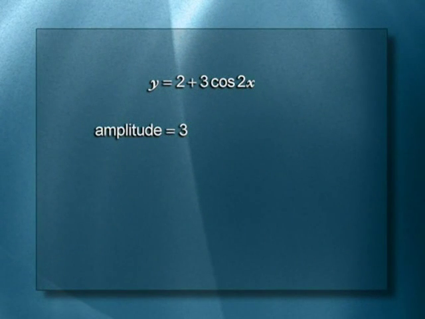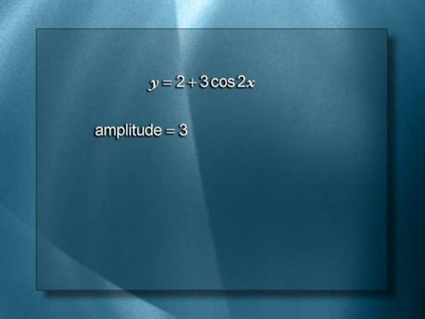What does 2 plus 3 cosine 2x look like? Let's graph 2 plus 3 cosine 2x. What can we say about it? Let's think about it. What are some of the easy things to say? For instance, what's the amplitude? Oh yeah, there's a 3 in front of the cosine, so the amplitude's 3. Okay, I'm okay with that.